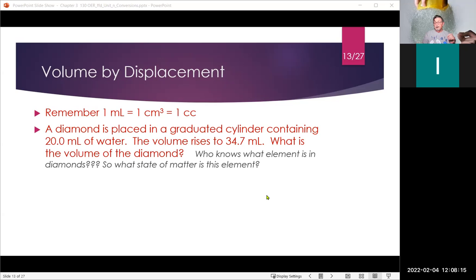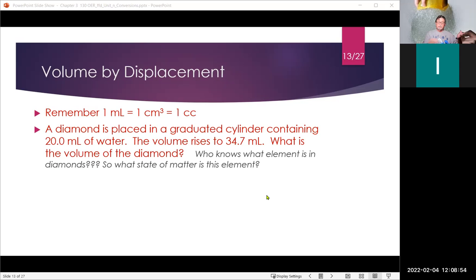A key point here: that is not the volume of the diamond, okay? That is the total volume of the original 20 milliliters that was in there to begin with, and the volume that the diamond displaces. The error I always see is that yes, you measure the weight, you got that, no problem, right? But then instead of dividing by the actual volume of the diamond, one divides by 34.7, and that's totally incorrect. We're interested in the volume of that diamond.